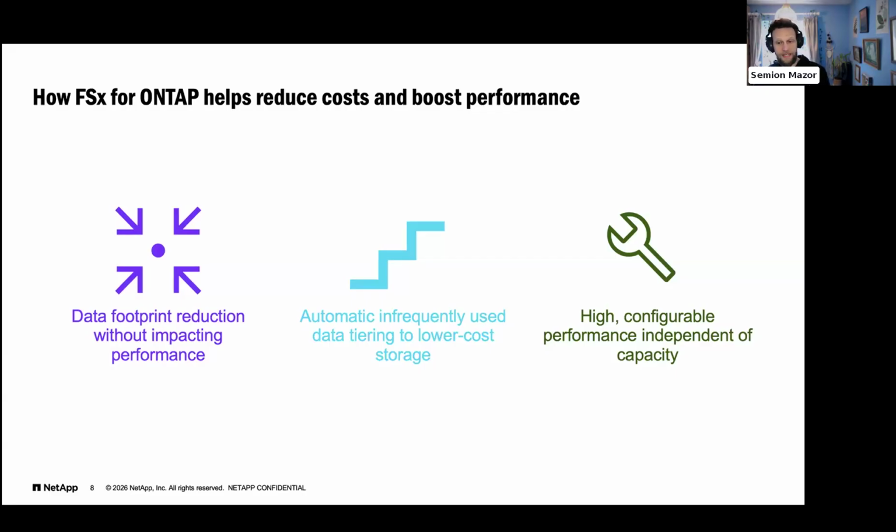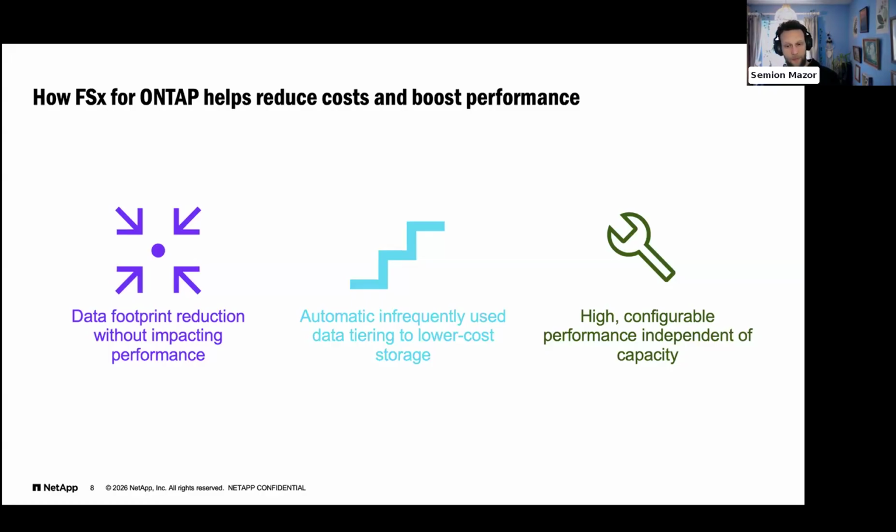And the third is elastic performance scaling that lets you adjust I/O throughput and SSD capacity up or down without redesigning the environment, and more importantly, independent of the selection of used or provisioned capacity of the storage. So FSx for ONTAP provides a complete and unique set of enterprise-grade features that continuously optimize both cost and performance.